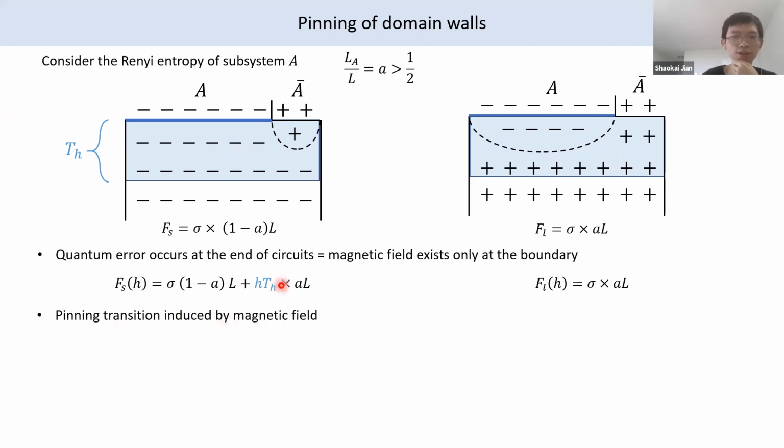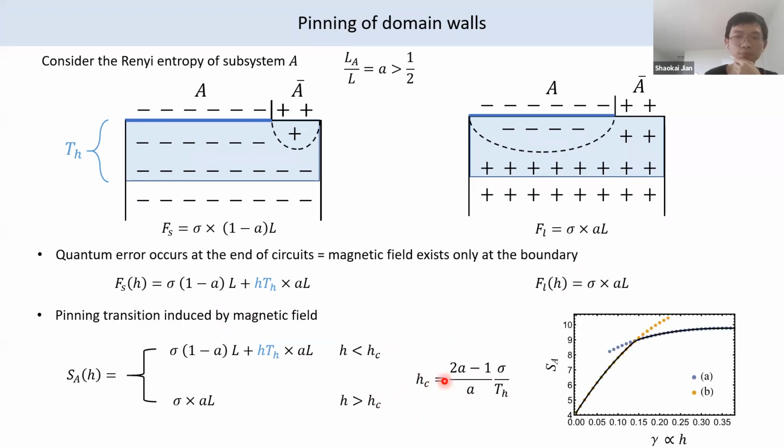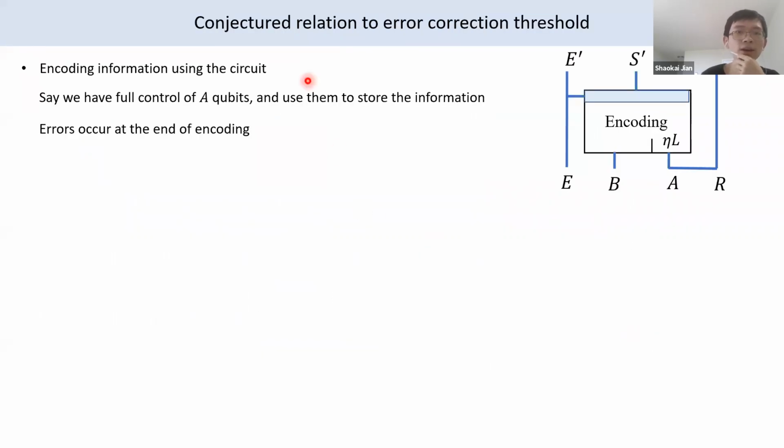Then there's a pinning transition induced by the magnetic field, because the first one is linearly proportional to the magnetic field, while the second one is largely independent of that. So there is a critical field. If the magnetic field is smaller, then the first one wins. But if it is larger than the critical value, the dominance changes. Here is a plot of the Renyi entropy in terms of the quantum error at the boundary. The orange dots are for the first configuration, and the blue dots are for the second configuration. And you have an exchange of these two domain walls. We have a relation of this pinning of the domain wall to the error correction threshold.